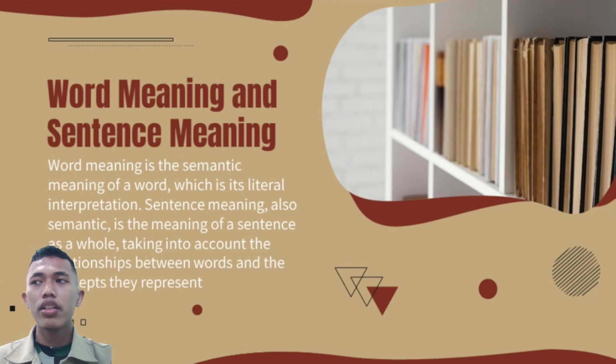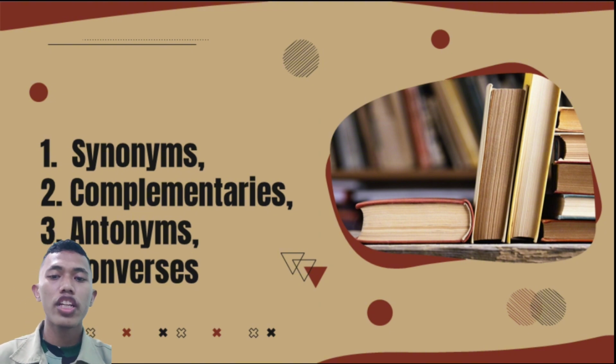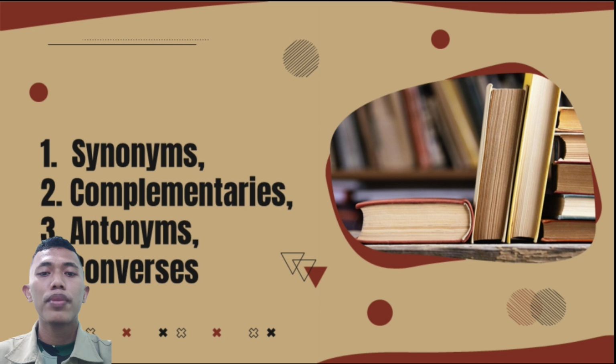For the next material, it is about the explanation and definition of synonyms, complementaries, and then also antonyms, and the last one, converses. So in here I would like to explain synonyms. Synonyms are words with similar meanings. For example, happy and joyful are synonyms.